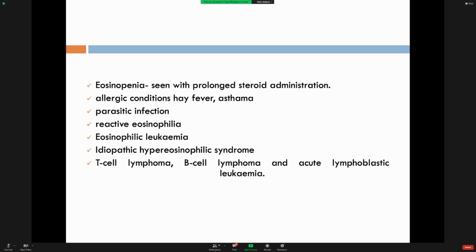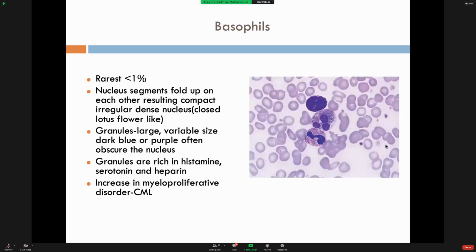Just as there is eosinophilia, there is eosinopenia. Basophils. This is the basophil. This is the eosinophil, huh? This is a neutrophil. Basophils are usually rare, less than 1%. The nucleus segments fold up on each other, resulting in a compact, irregular, dense nucleus, closed, lotus flower-like. The granules are usually large, variable in size, and dark blue or purple. Sometimes they obscure the nucleus. You cannot determine where the nucleus is here.